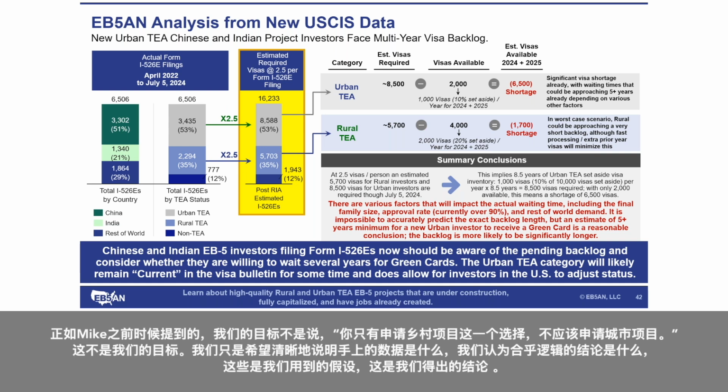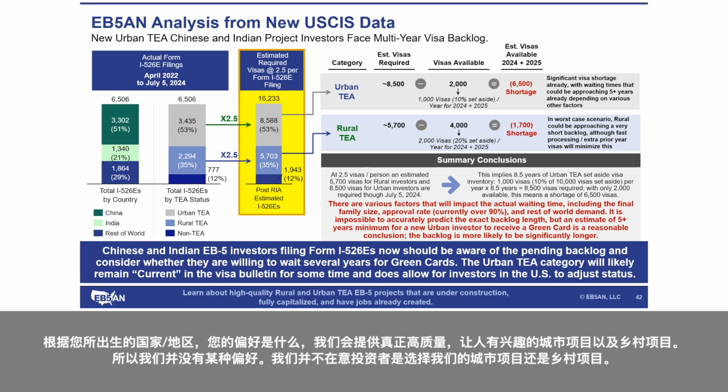As Mike mentioned earlier, the goal here is not to say, oh, you should only do rural, not urban. That's not the goal. It's to just make it clear. Here's what the data is. Here's what we think the logical conclusion is. Here are the assumptions that we're using. And here's the conclusion that we get to. And depending on what country you were born in, what your preferences are, we have really high quality, exciting urban projects available as well as rural projects.